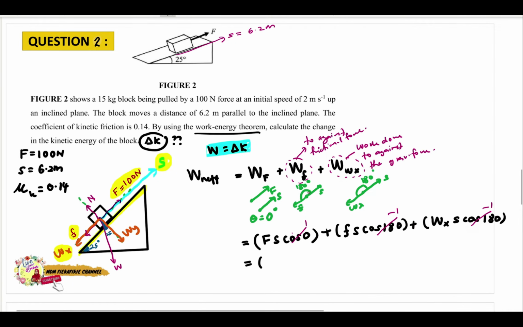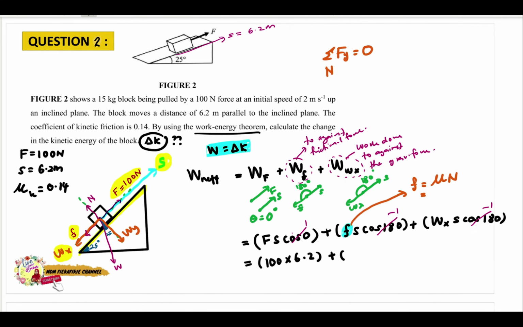So here we have F, where F is 100 times S, 6.2, plus friction. Friction is equal to mu N. So we have to calculate the friction first. Mu is given, but do we have N? The normal force N you can get from total Fy. Remember, total Fy equals 0.